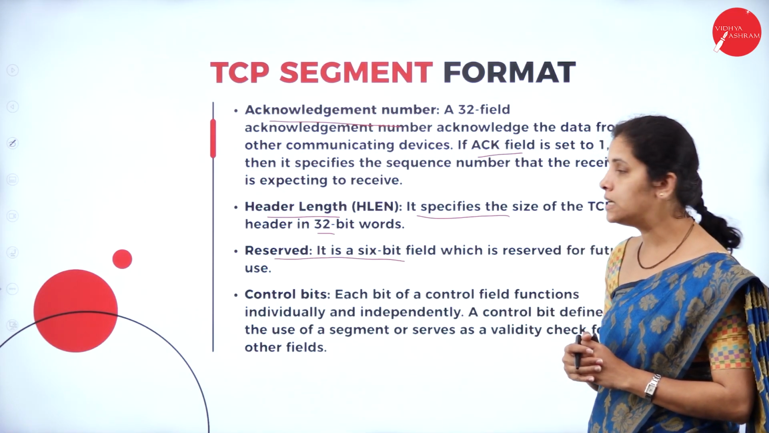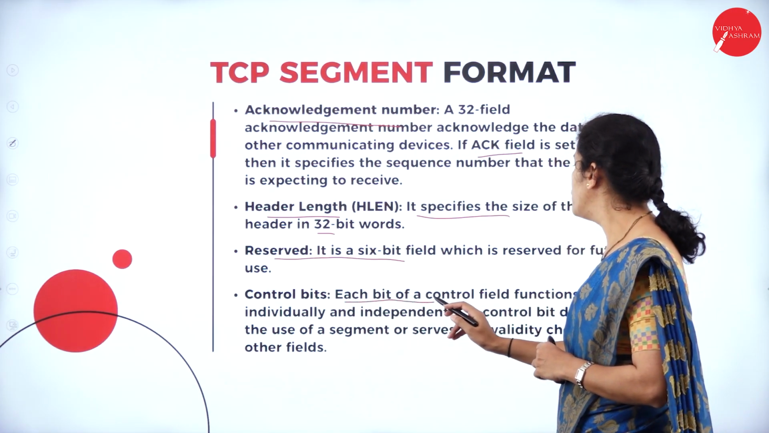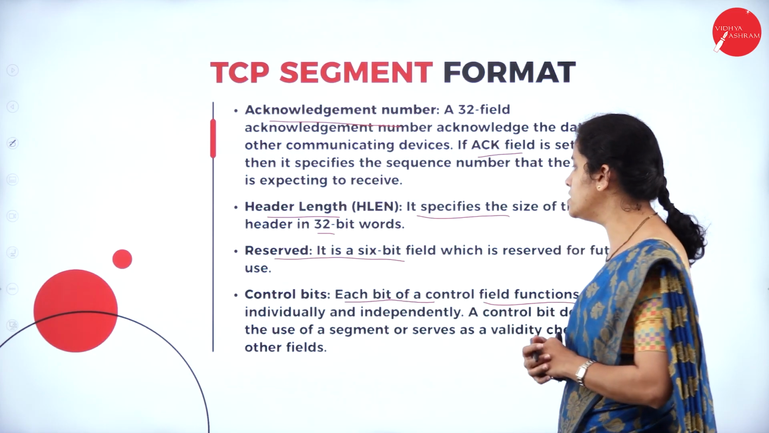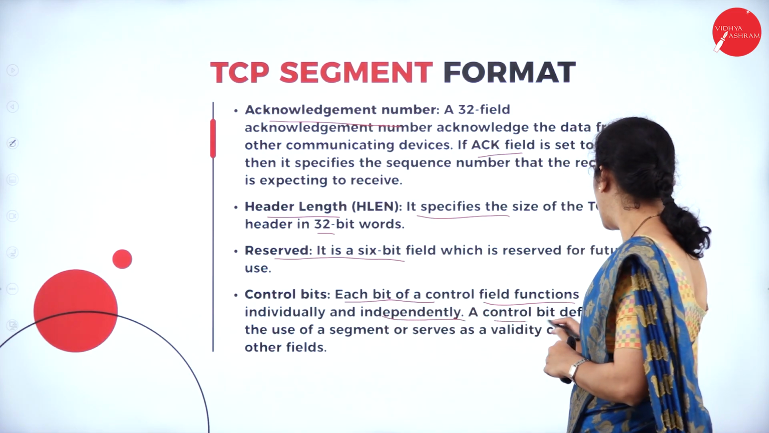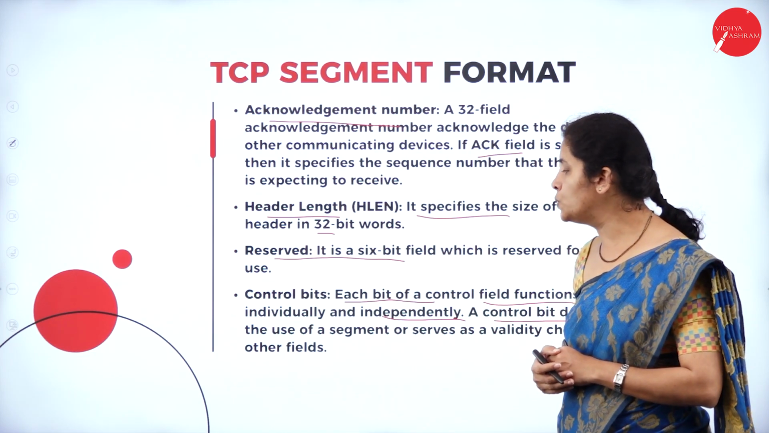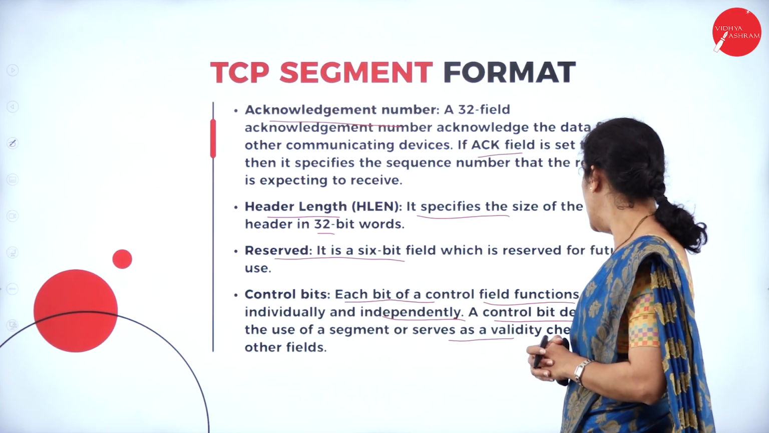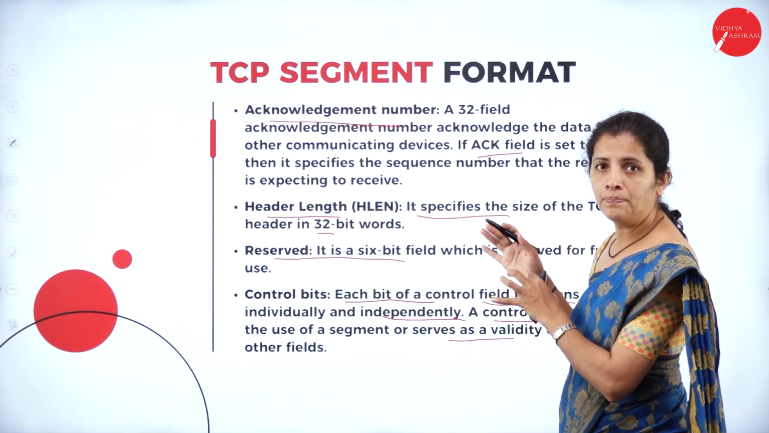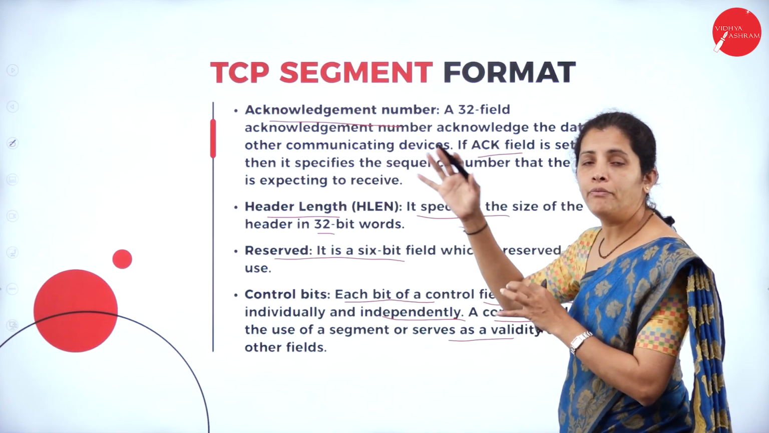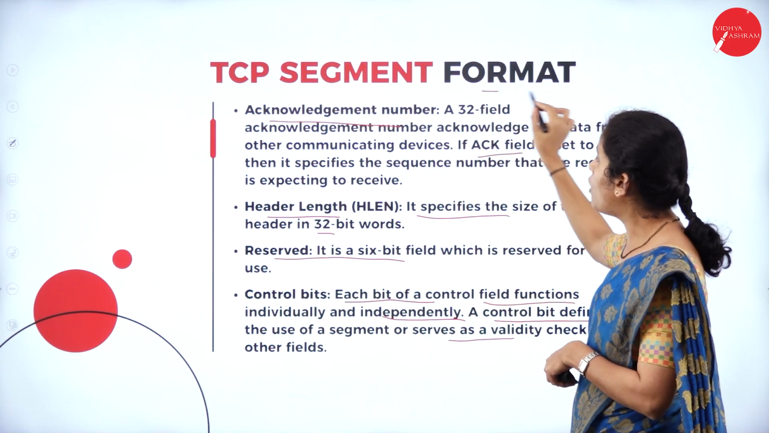And the last one is the control bits. Here each bit of the control field functions individually and independently. A control bit defines the use of the segment or serves as a validity check for other fields. These are the very important fields of the TCP segment format.